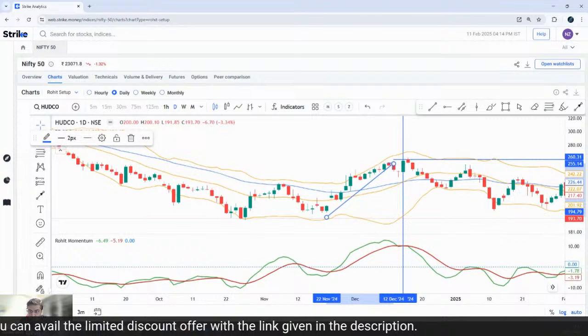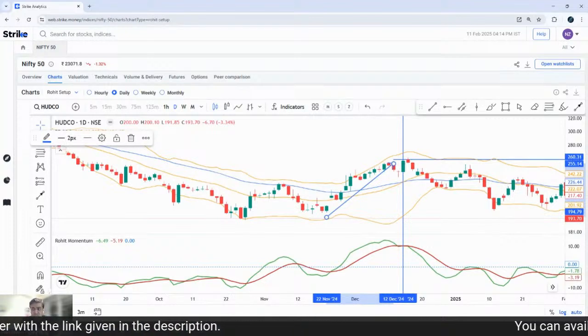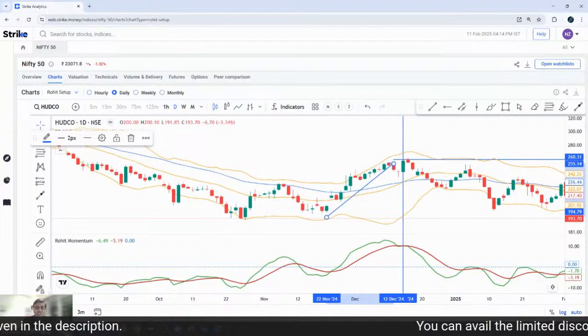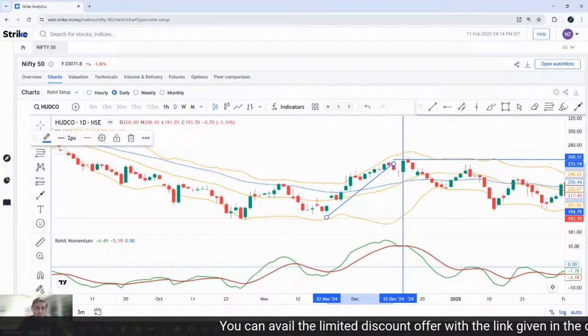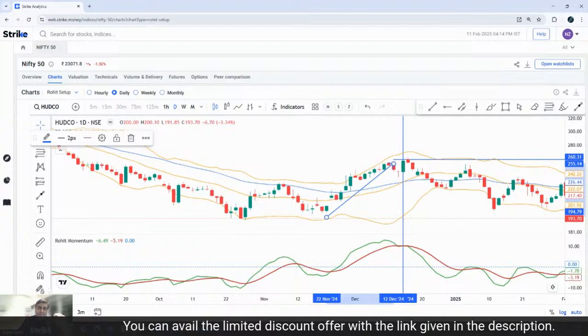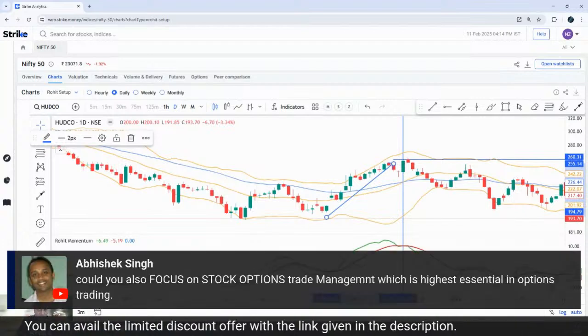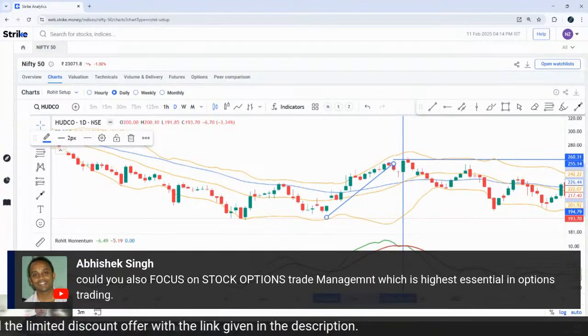Could you also focus on stock options trade management, which is highest? Yes, definitely, Abhishek. Trade management is very important. So as of now, I'm keeping things very simple. It is expected that whenever you are trading in options, you have to put stop losses in place.